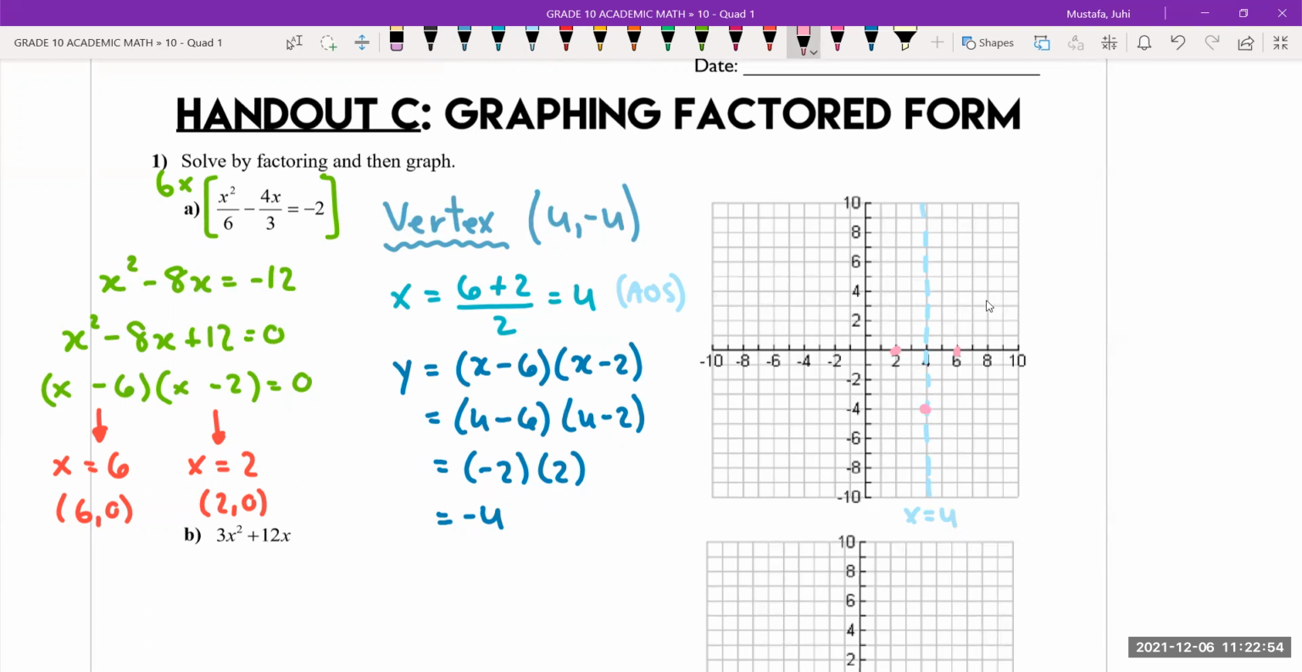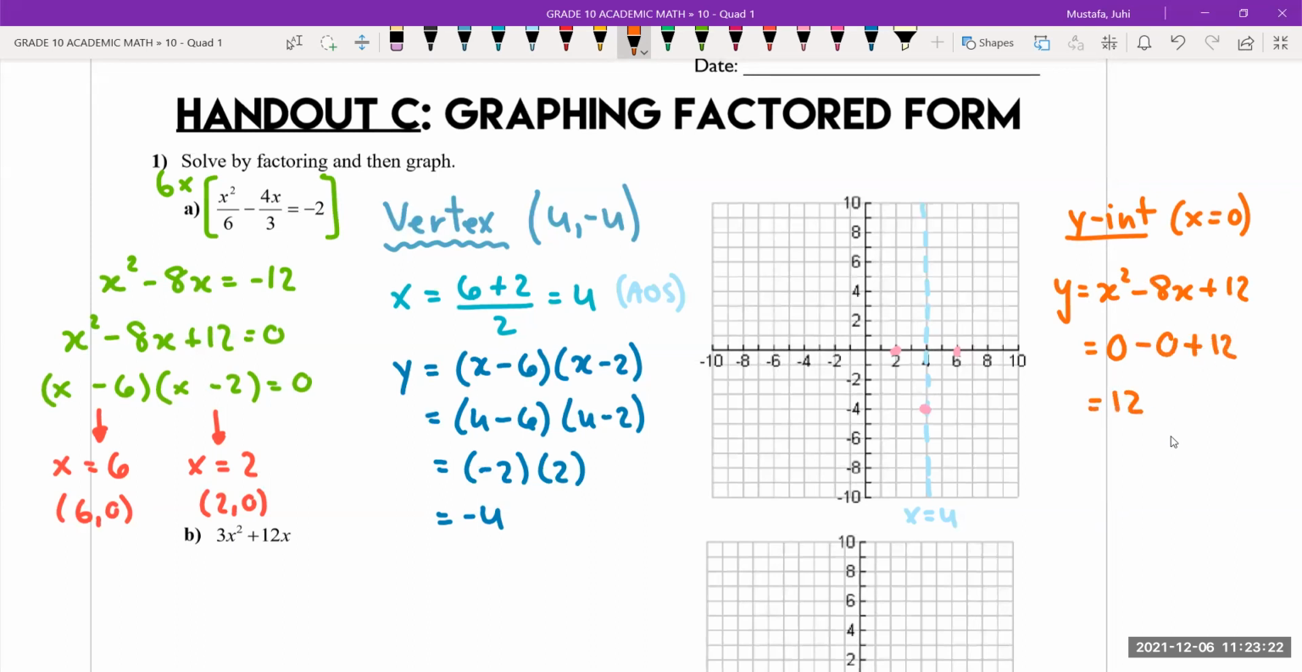The last thing we want to do is figure out what my y-intercept is. So remember, for your y-intercept, you're going to let x equal to 0. And it's always easiest to do that in standard form. So I'm going to go back to this form right here, and it's just going to be y is equal to 0. So actually, I'll write the whole equation down. It's going to be x squared minus 8x plus 12. This is going to become a 0. 8 times 0 is just 0. And it's going to be 12. So therefore our y-intercept is going to be at 0, 12.